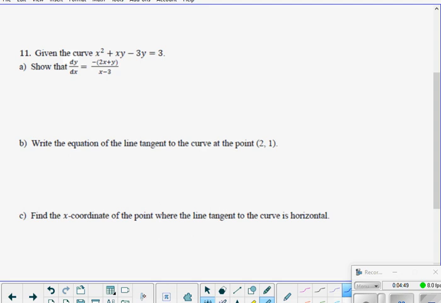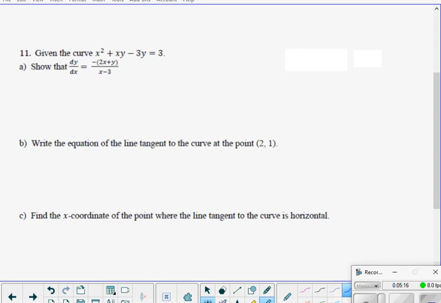11, given the curve, and I notice first thing is x and y's are intermixed, this is probably going to be an implicit differentiation. So show that dy/dx is equal to negative (2x + y) over (x - 3). They kind of gave you the answer, didn't they? We should be able to match up to that. And in order to get full credit, you have to match exactly to what they have. So we will work on our algebra to make that happen.